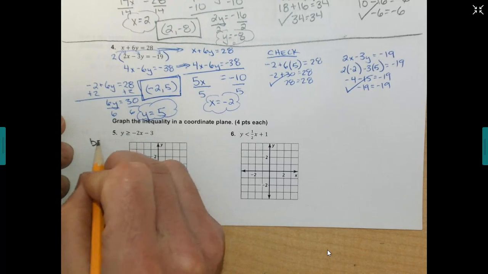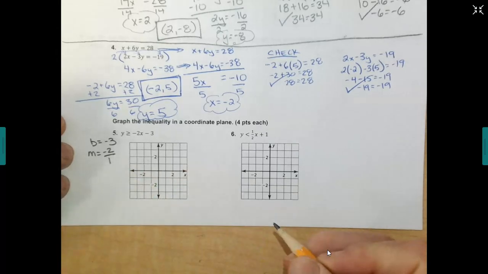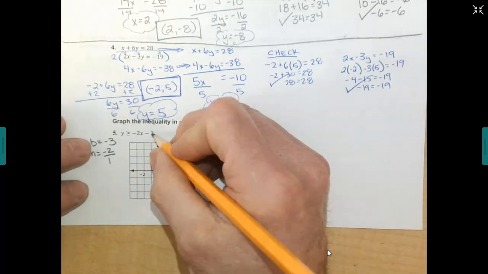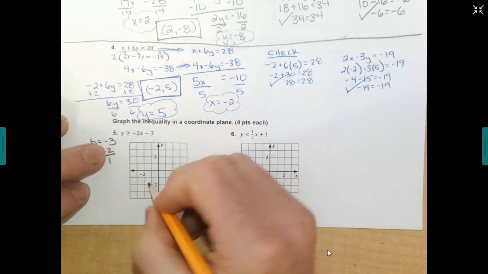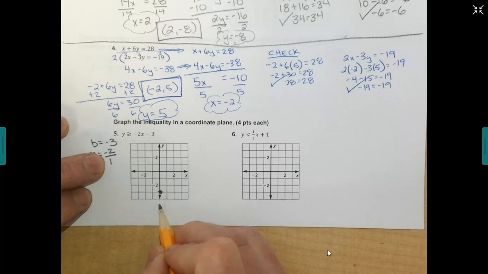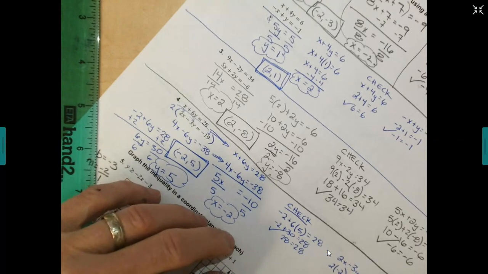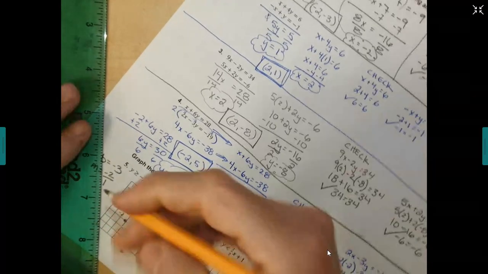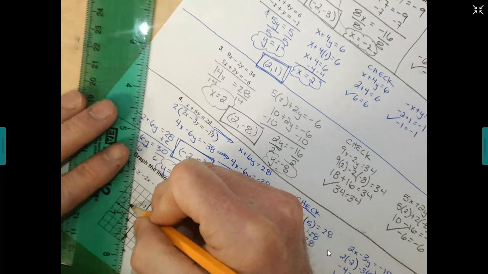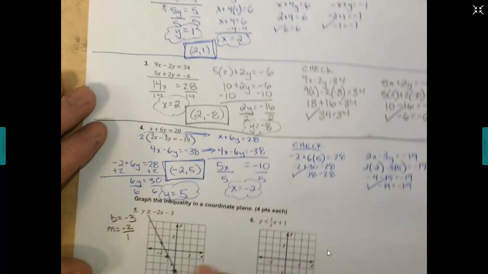So what I would love to see is your y-intercept and your slope like that. There's my y-intercept, there's my slope. So my y-intercept is negative 3, and my slope is negative 2 and positive 1. So 1, 2, 1. Or I can go positive 2, negative 1, positive 2, negative 1. So I'm going to draw this line. There's my line.